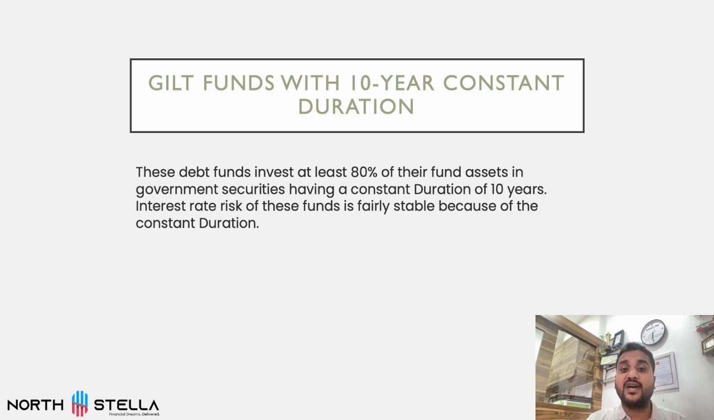And then there are Gilt funds with 10-year constant duration. Here, at any given point of time, the papers will have a 10-year constant duration. So 80% of the funds will be invested in government securities. Being a Gilt fund, it will have government securities only, which will have a constant duration of 10 years. So the interest rate risk of this fund is fairly stable because there is a constant duration. I have to hold the portfolio till maturity. I cannot do any active management in between. So my returns are very much secured, and I will be able to generate fair returns out of this.